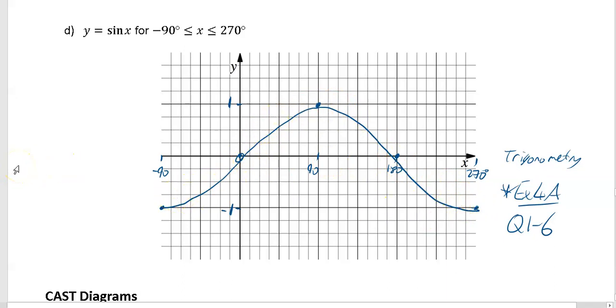Okay, folks, you're now ready to do a fairly easy exercise on drawing trig graphs. It's exercise 4A, question 1 to 6.